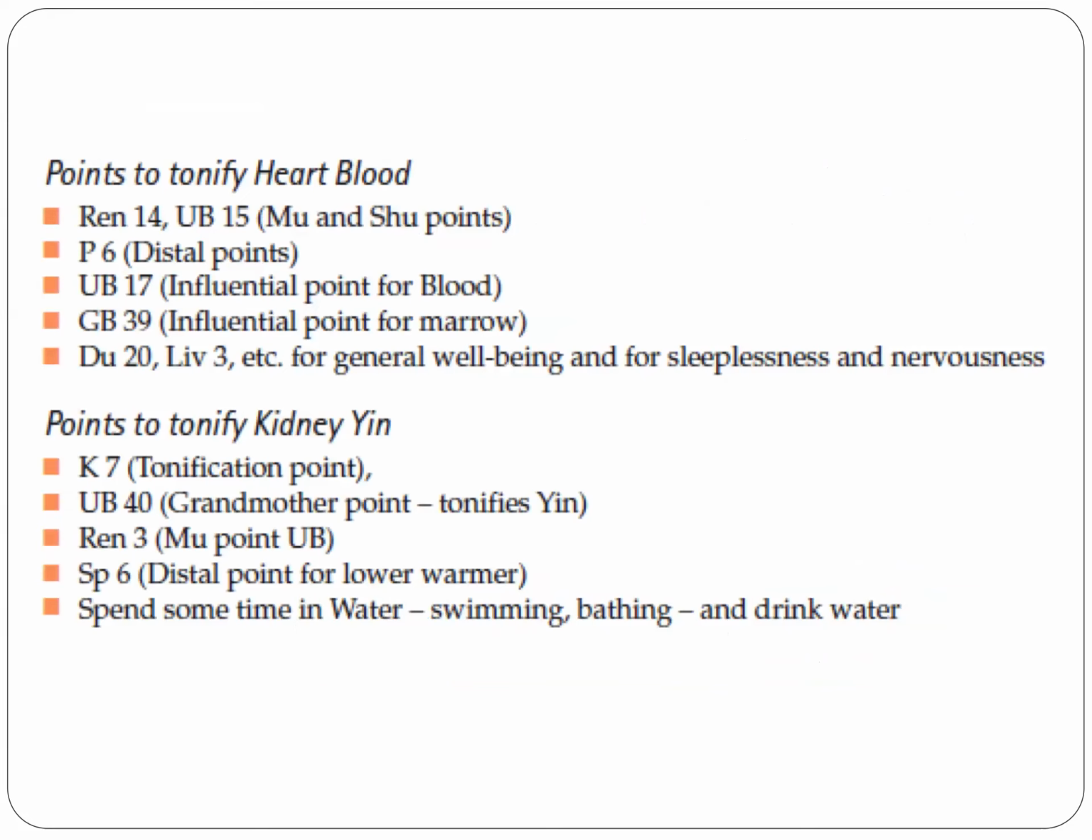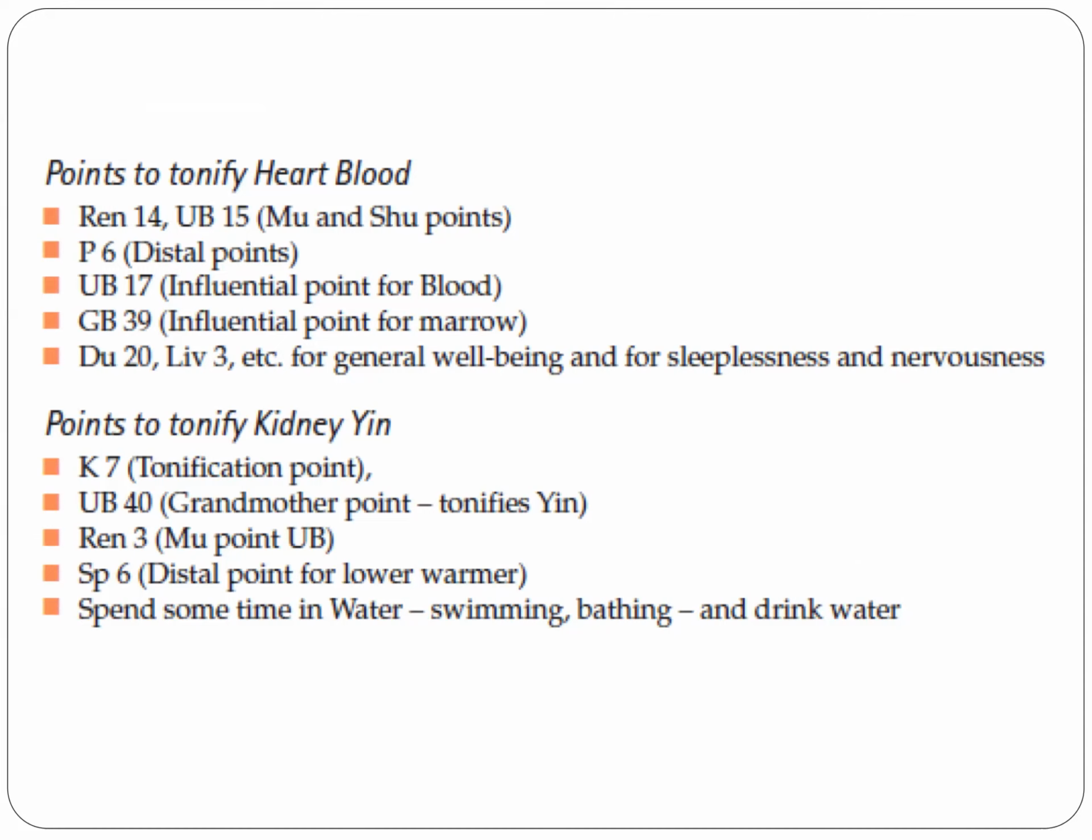Sa points natin to tonify heart blood, we use REN 14, UB15, the Mu and Shu points. PC6, the distal points. UB17, influential point for blood. GB39, influential point for marrow. DU20, liver 3, for general well-being and for sleeplessness and nervousness.